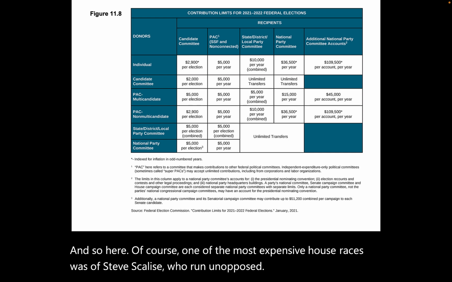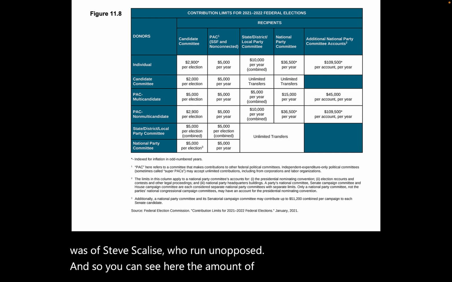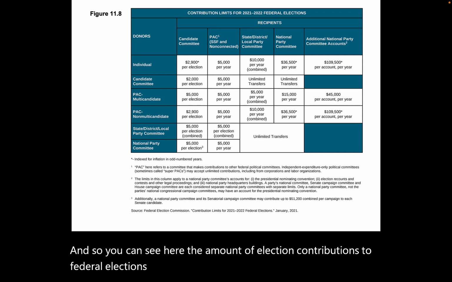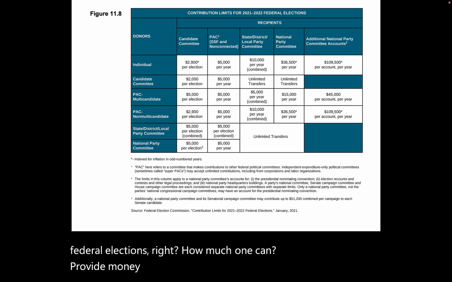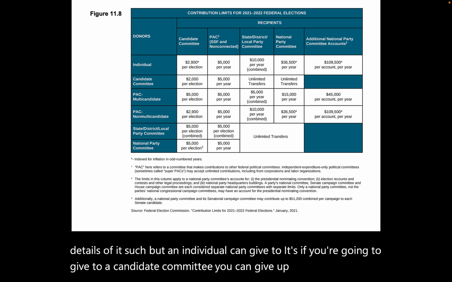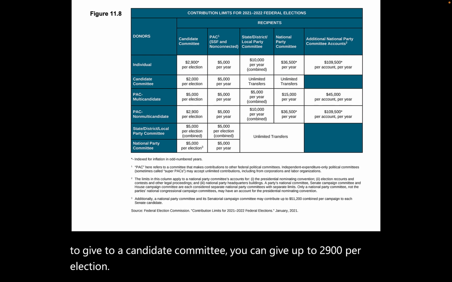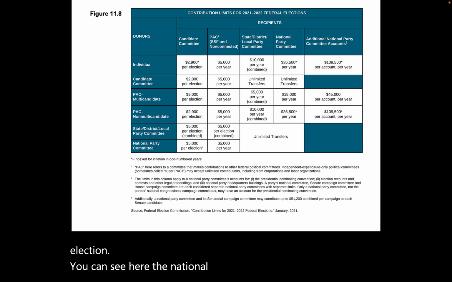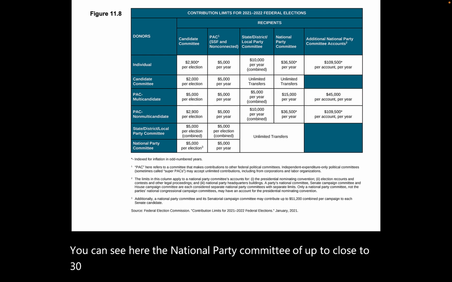And so you can see here the amount of election contributions, the federal elections, right? How much one can provide money to. So we're not going to get into the nitty gritty details of it, but an individual can give to, if you're going to give to a candidate committee, up to 2,900 per election. You can see here the National Party Committee up to close to 36,500 per year. Candidate committee, you can see how much money you can give.